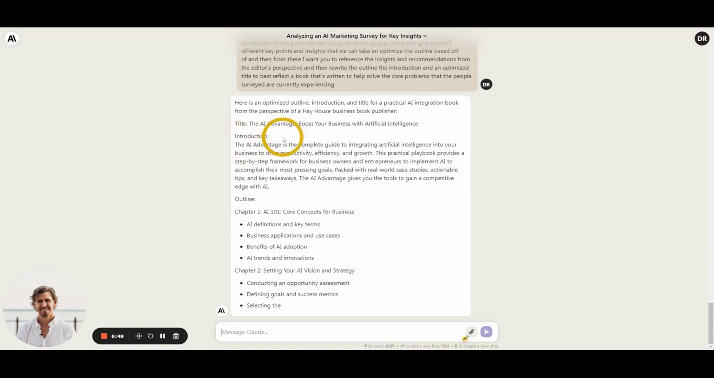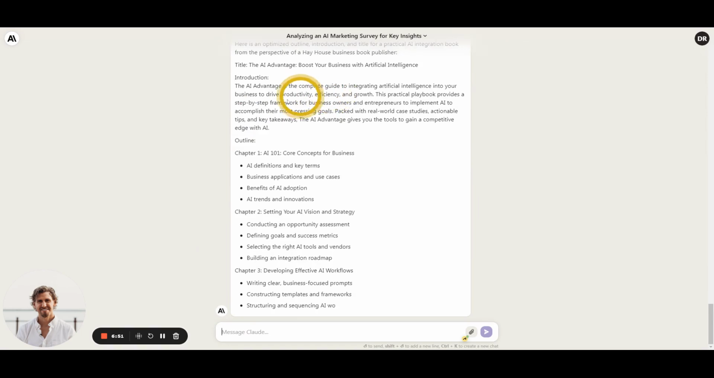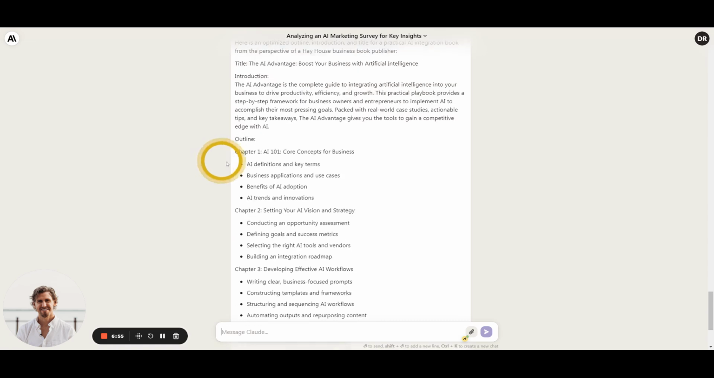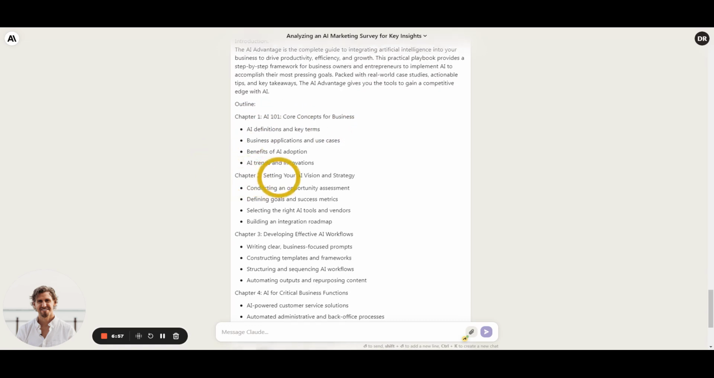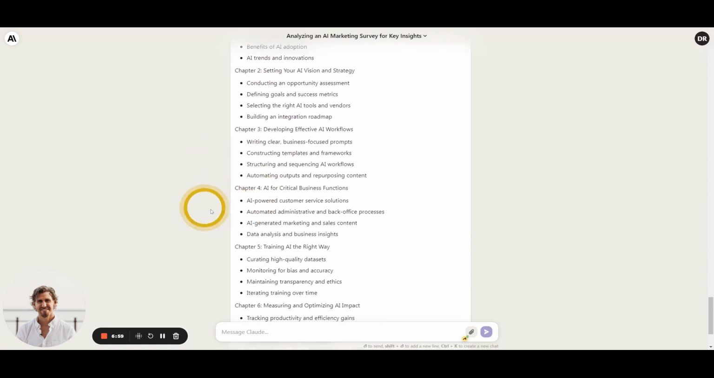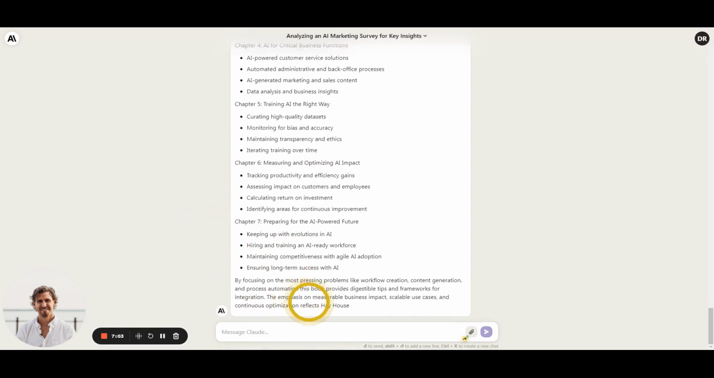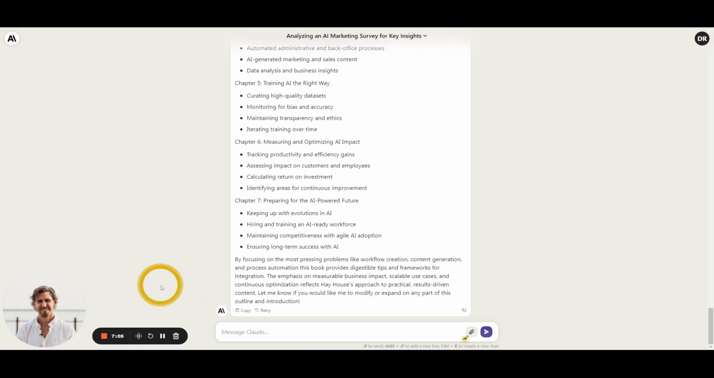So, introduction: The AI Advantage, Boost Your Business with Artificial Intelligence. That's actually a lot more clean and clear. I like how it starts: AI 101, setting your AI vision, developing efficient workflows, critical for business functions by focusing on the pressing problems. Okay, that's great. So I don't really need to change this outline and introduction.